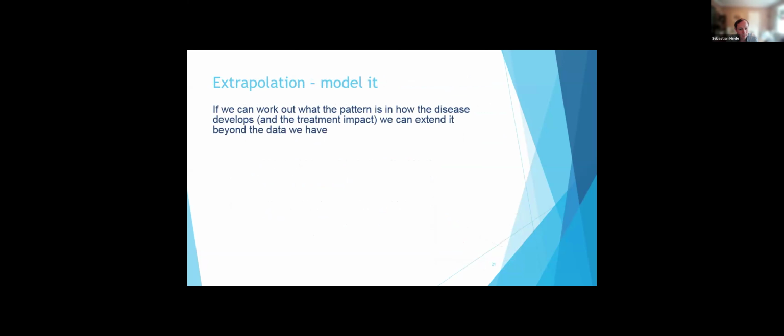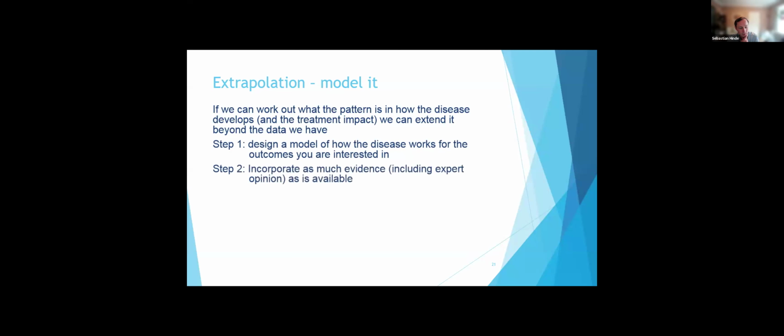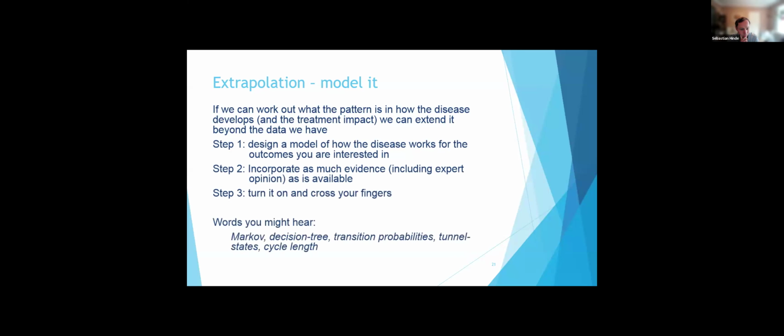The idea of modelling it is the idea that if you can work out what the pattern of the disease is and how it develops and how the treatment and the intervention that you're looking at impacts that disease development, you can then model it and extend it however you like. So to start with, you design a model of how the disease works for the outcomes you're interested in, and then put in as much evidence as you can find, and that can include expert elicitation and opinion, and then turn the model on and hope it fits.